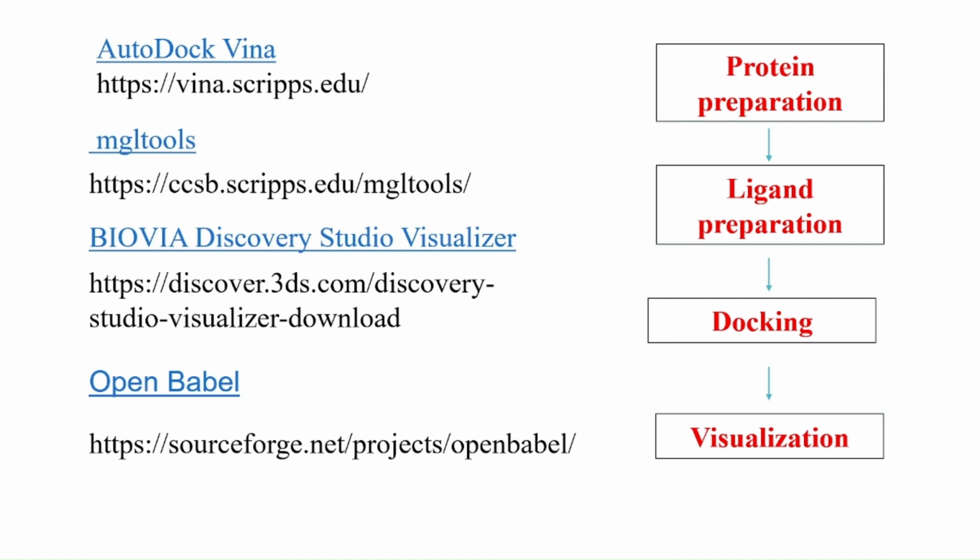The first step is protein preparation. The next step is ligand preparation. Then we need to do docking using Autodock Vina. For visualization, we are going to use BIOVIA Discovery Studio Visualizer. So now let's start. Go to the tutorial.